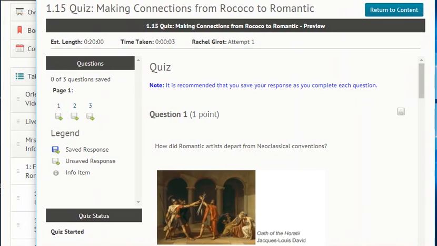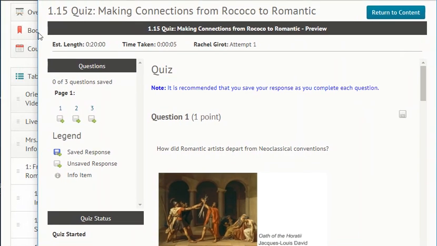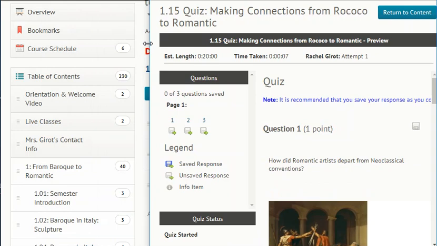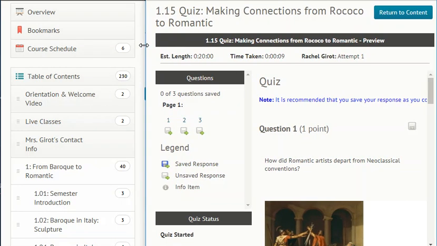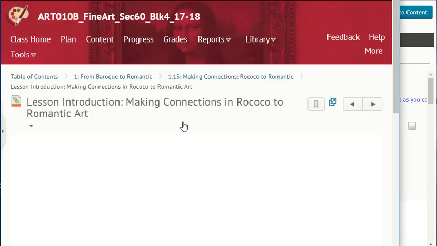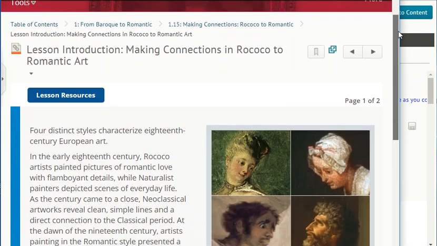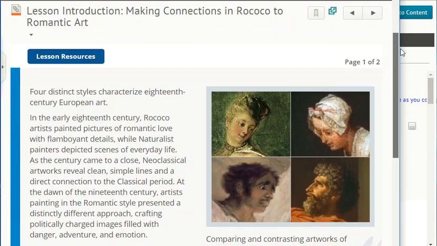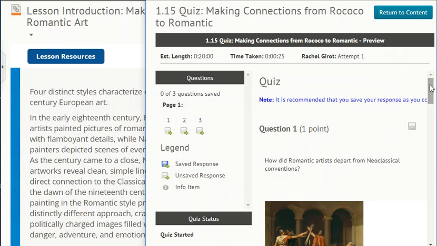and then size that window down so you can still read the questions and see your scroll bar. Good job. And then let's go ahead and click on our lesson and make sure that that's sized down as well so that you can see both your test window and the lesson. Very good.